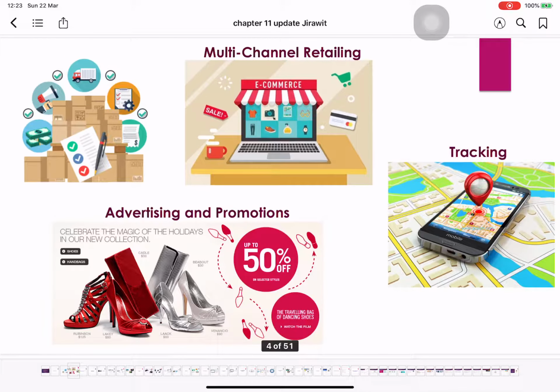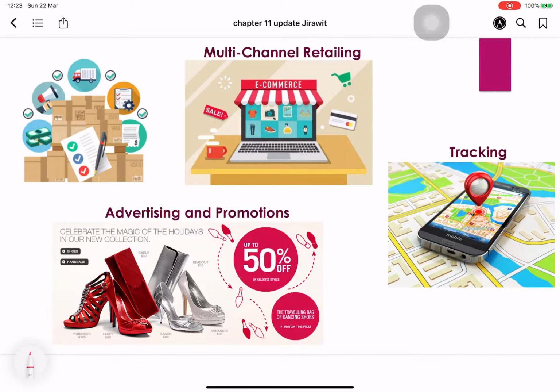Another example is about multi-channel retailing, right? The small shop in the supermarket, for example, or you can do e-commerce. And IT is very important for advertisement and promotion, which we have learned about with the 4Ps, the marketing mix. Another example of information technology supporting the business is the application of tracking.